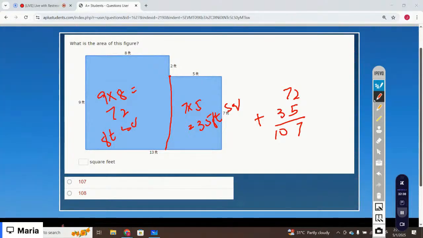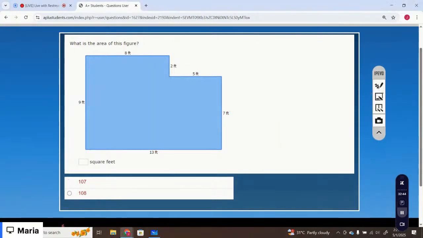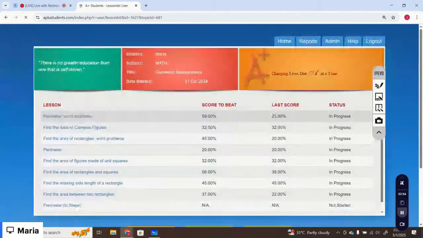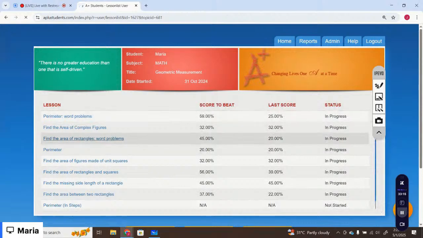Okay, you can complete the lesson by yourself later today. Let's just move on to the next lesson. The next lesson is find the area of rectangles, word problems. Let's just start with the lesson.